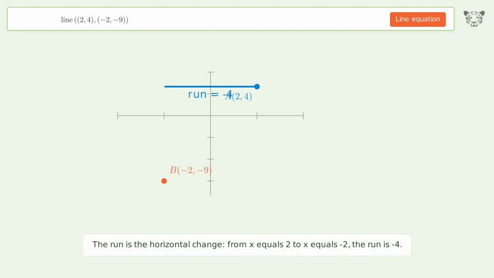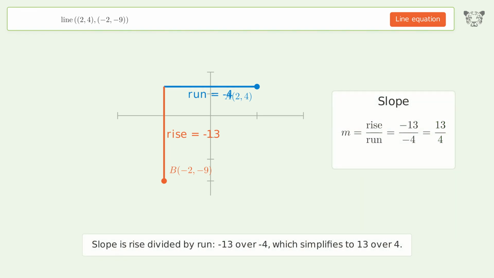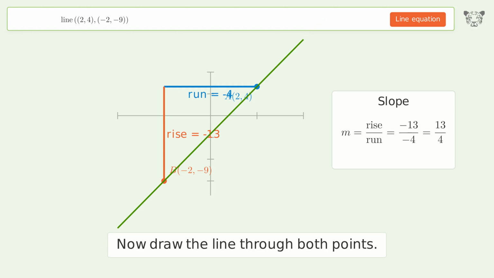The run is the horizontal change, from x equals 2 to x equals -2, the run is -4. The rise is the vertical change, from y equals 4 to y equals -9, the rise is -13. Slope is rise divided by run, -13 over -4, which simplifies to 13 over 4. Now draw the line through both points.